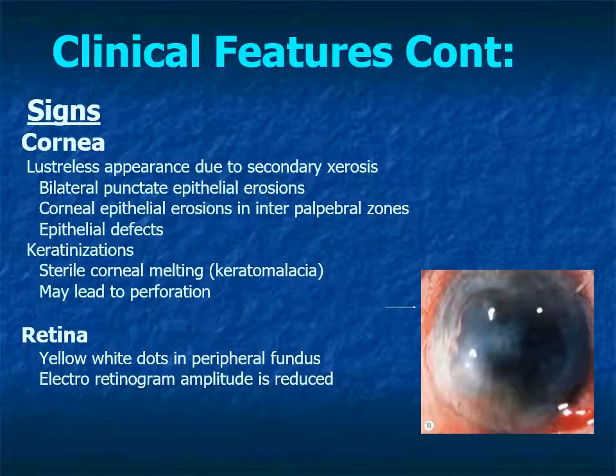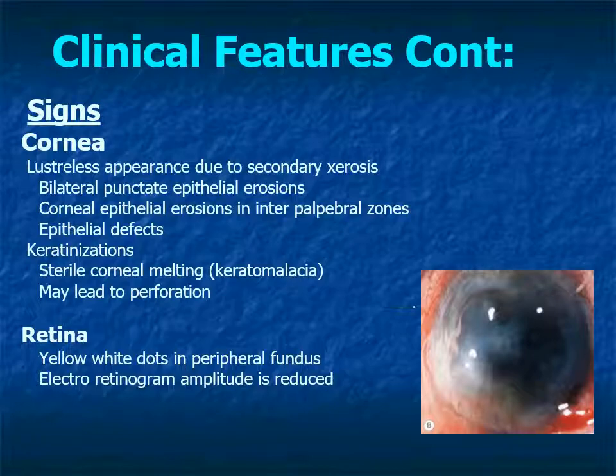The signs present in the cornea: the cornea is lustreless, not shining, due to secondary xerosis. Bilateral punctate epithelial erosions may be present. So the corneal epithelial erosions in interpalpebral zones ultimately lead to epithelial defects, keratinization of the epithelium, and sterile corneal melting, that is called keratomalacia. You can appreciate in this picture the melting of the cornea, that is keratomalacia. It may ultimately lead to perforation.